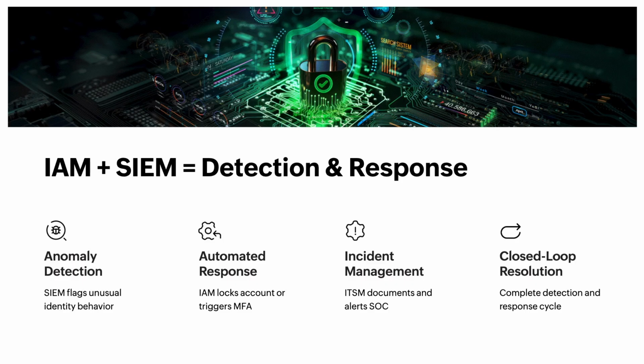So your SIEM flags unusual identity behavior. It could be anything. We have pre-built rules. We have threat intelligence. We take care of that. As soon as your SIEM flags, our IAM immediately executes the playbook you want. For example, it locks out the user account that is acting suspicious, or it can also trigger an MFA mechanism just to challenge the user even more. So we will be able to execute any playbooks that you want as a part of the remediation phase.